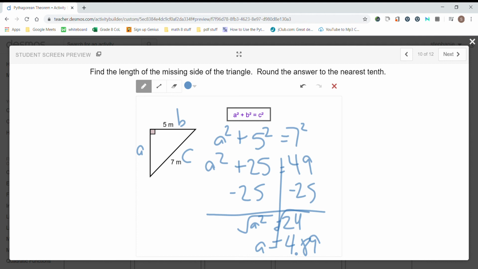So I look at the 8 because that's in the tenths place. I look next door to the 9. The 9 tells me to give it a shove. So I went 4.9.